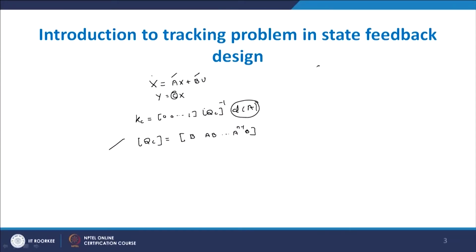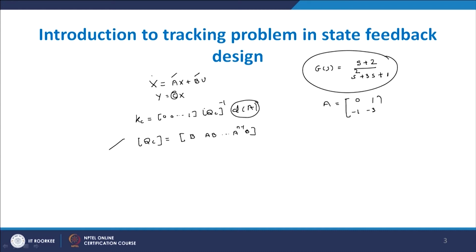It is because if you write any transfer function G of s equal to (s plus 2) over (s square plus 3s plus 1). So this is a transfer function. Now the state space model of the system is given as A equal to 0 1, minus 1 minus 3, and the B matrix is 0 1, and the C matrix is 2 1.